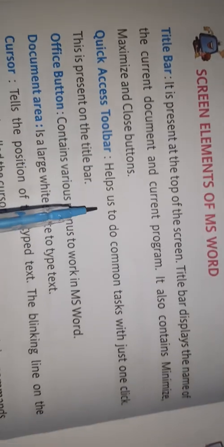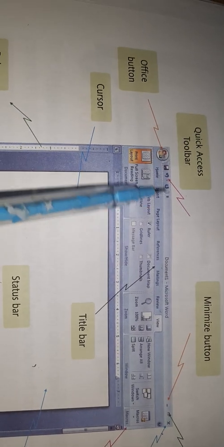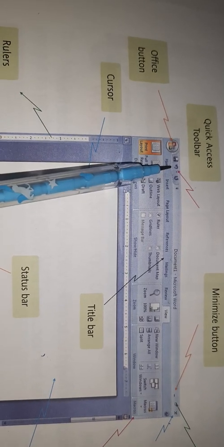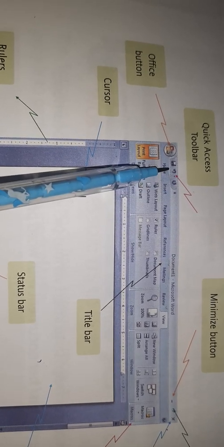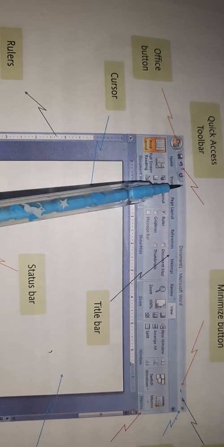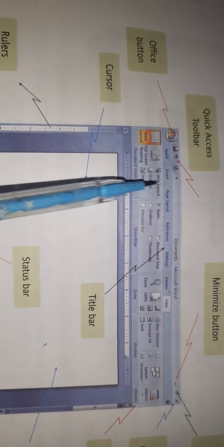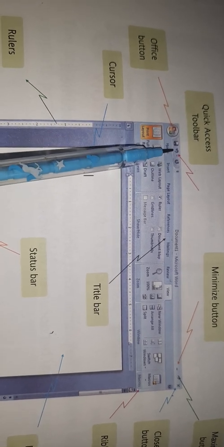Then the quick access toolbar helps us to do common tasks with just one click. This is present on the title bar. Here we can find these commands which we can simply click. We don't have to search for these commands. And if you want to add or remove any command in this small toolbar, you can go to this arrow, click on it and it will show you the various commands. You can check or uncheck and add or remove the commands from here.